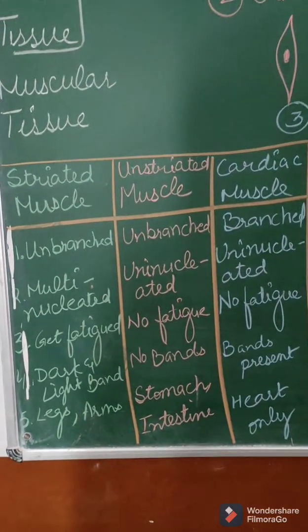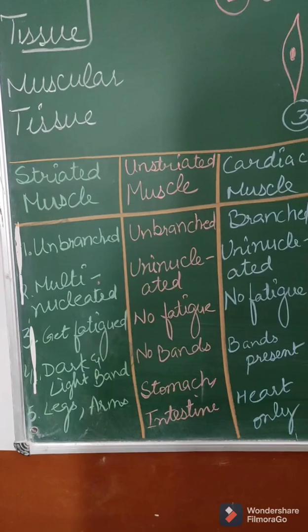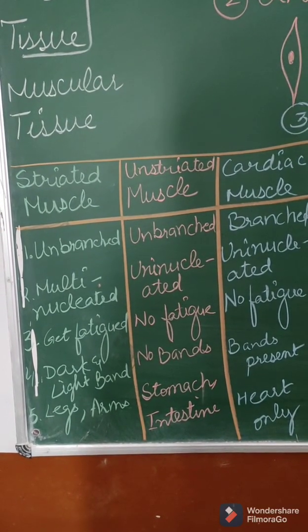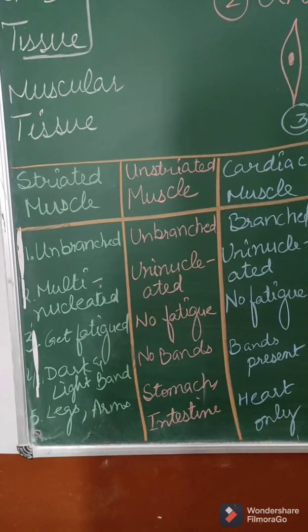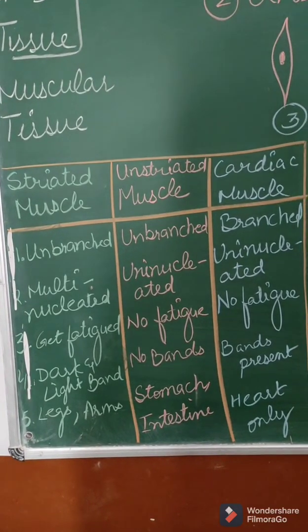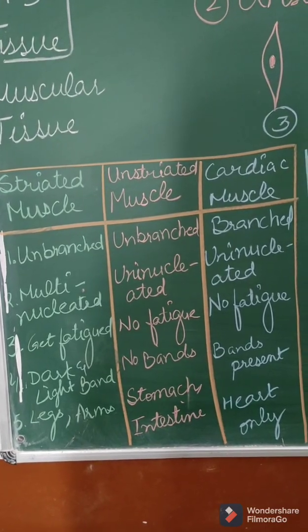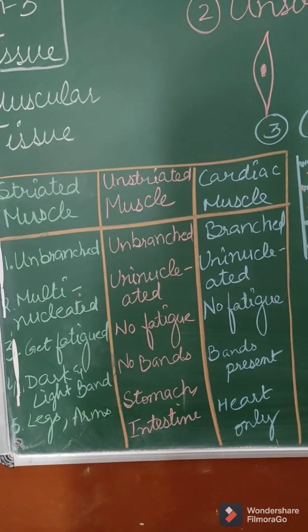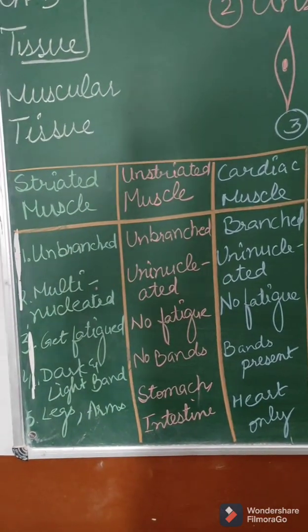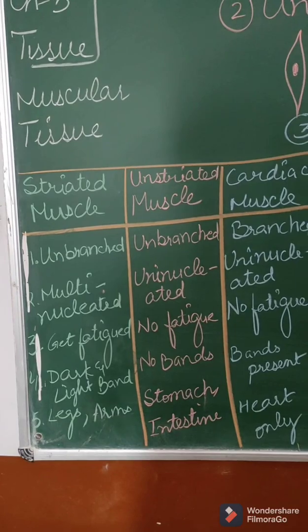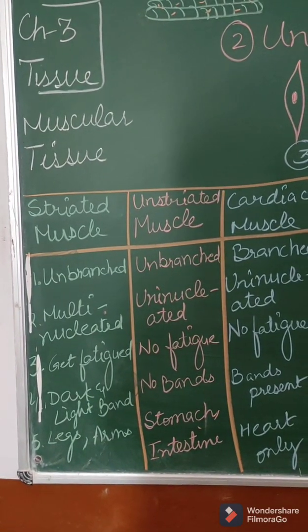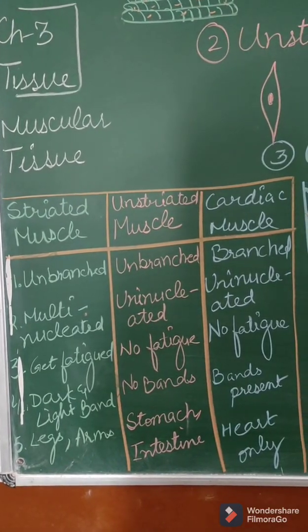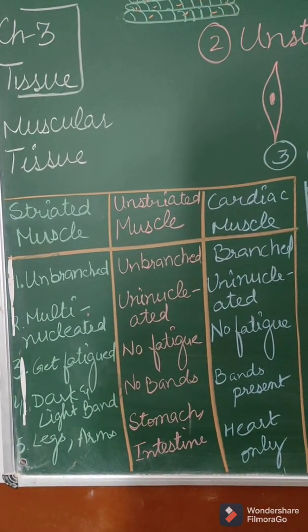Point 3. Striated muscle get fatigued. Fatigued means tired, thakavat. Striated muscles get fatigued after working, after some time. But unstriated, they never get fatigue. No fatigue. Cardiac muscle, same, no fatigue. Then in the fourth point, we can discuss the presence of bands. In striated muscle, dark and light bands are there. In unstriated, no bands are there. And in cardiac, again, bands are present.